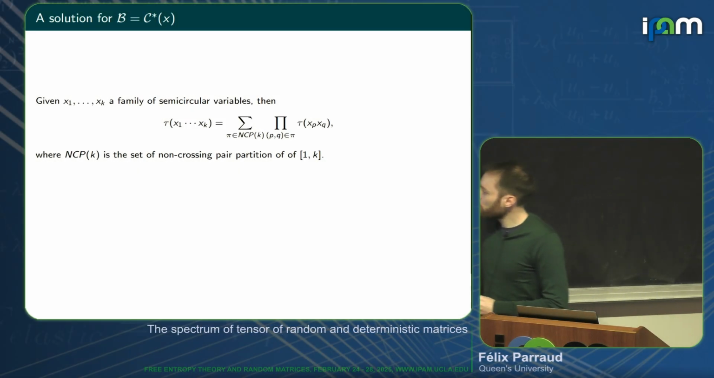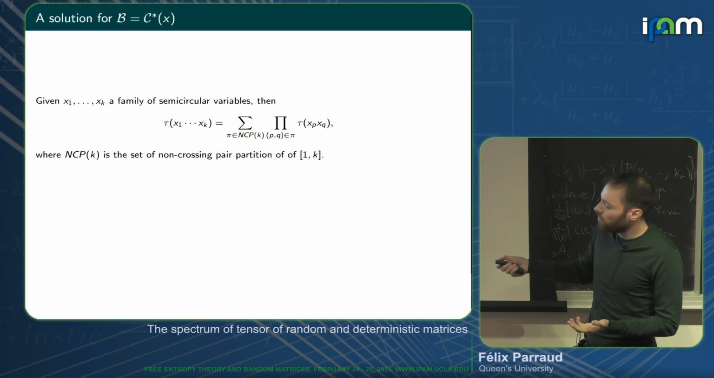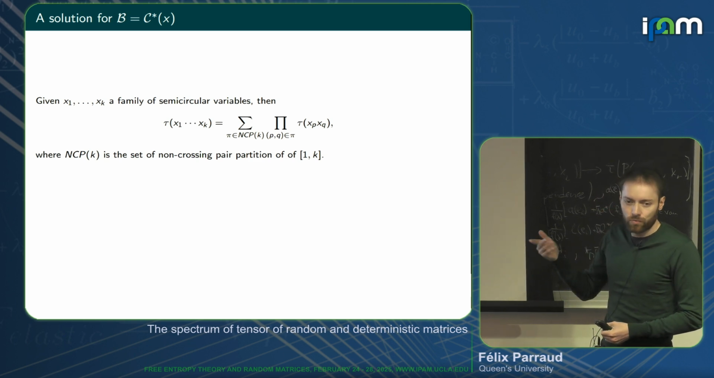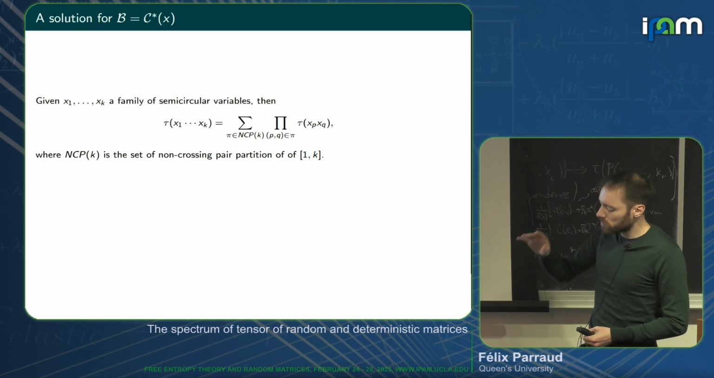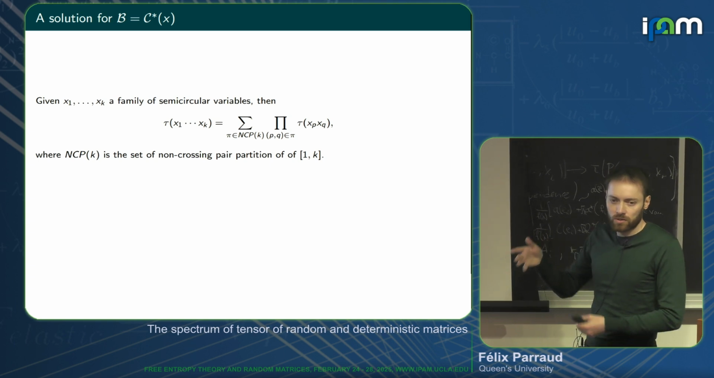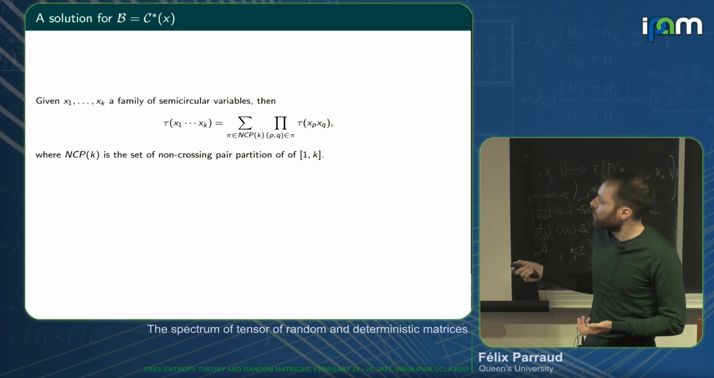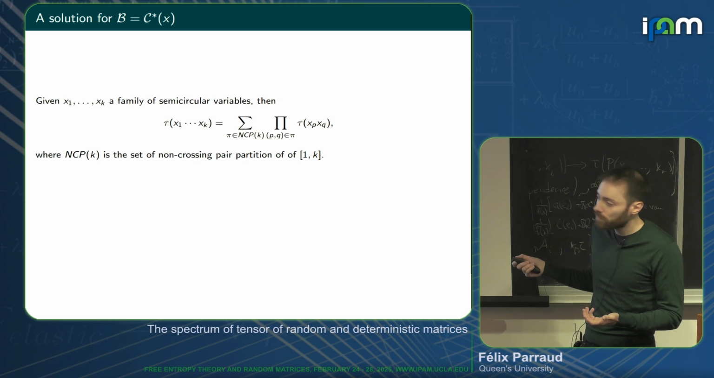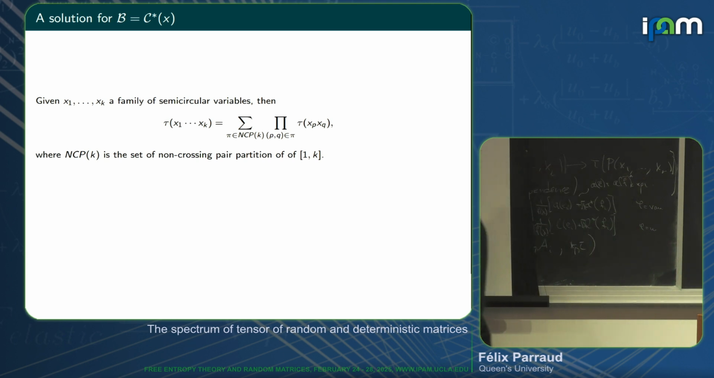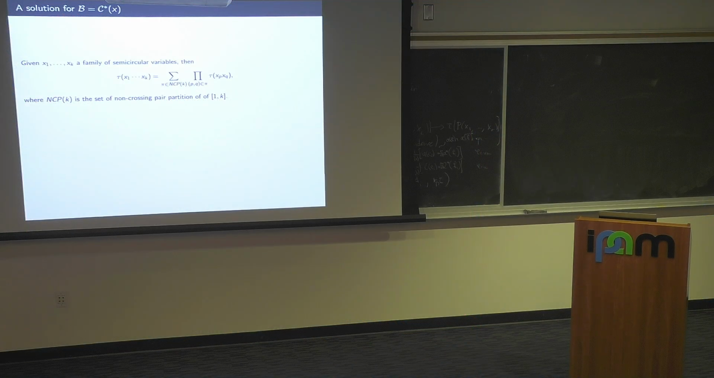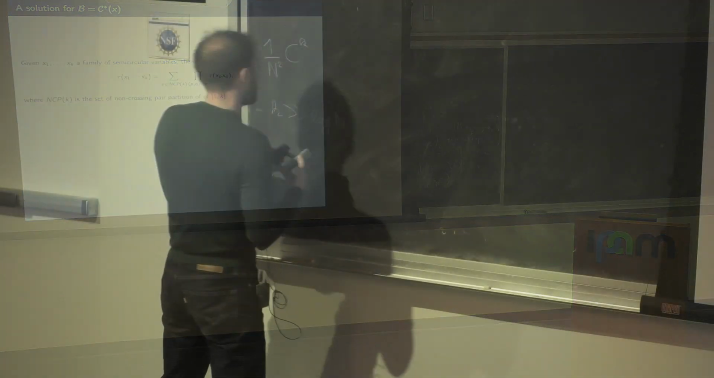So okay, if you take a family of semicircular variables and you want to take the trace of their product, then there is this result of free probability which tells you that you can use the moment-cumulant formula, and it turns out that the cumulant has this very nice expression defined with the help of non-crossing pair partitions, and you get this thing. So okay, forget about that. You've got a sum over all possible non-crossing pair partitions. And what is a non-crossing pair partition? Well, I like to visualize it like this.